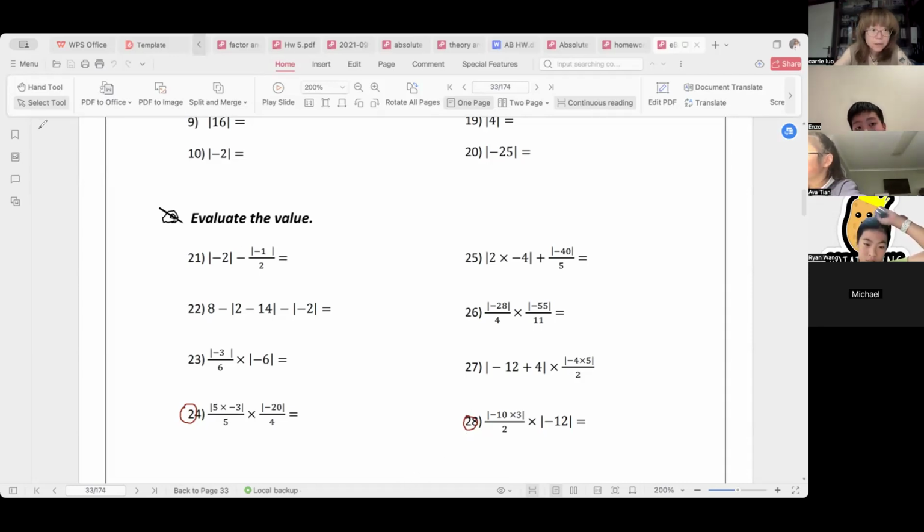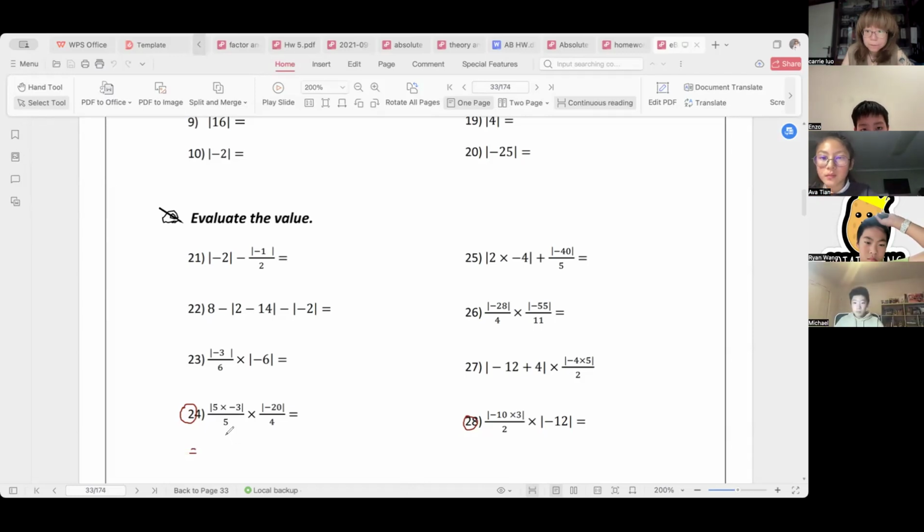Okay, I have received the answer, so I'm going to explain this one. Very good. Okay, everybody, let's see. So first one, Ava. So 5 times negative 3 equals what? Negative 15, very good. Negative 15 absolute value over 5, right? So times negative 20 absolute value over 4 equals what? Absolute value of negative 20 equals what? A positive 20. Yeah, positive 20 divided by 4 equals what?